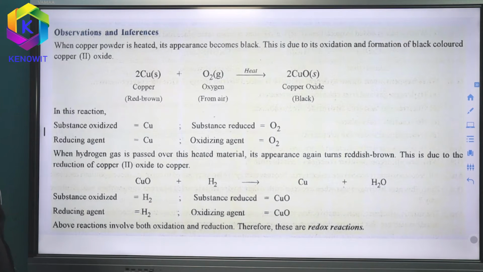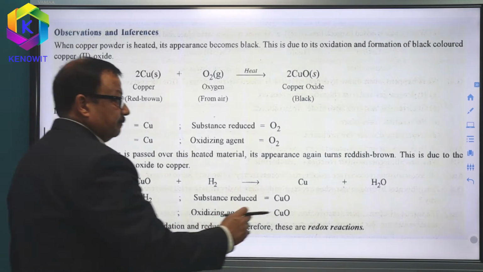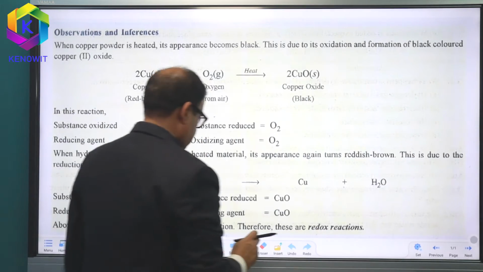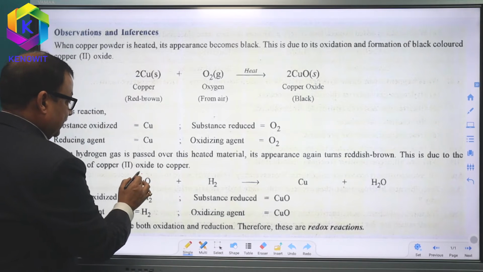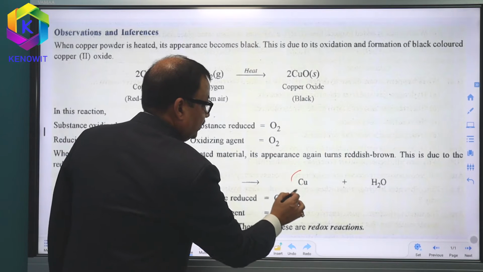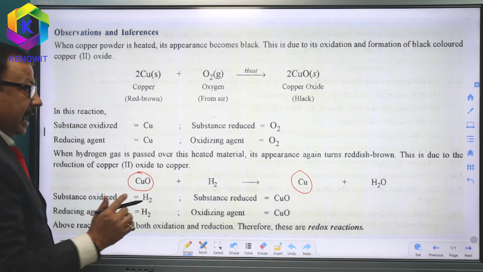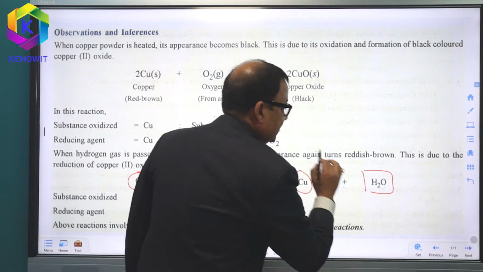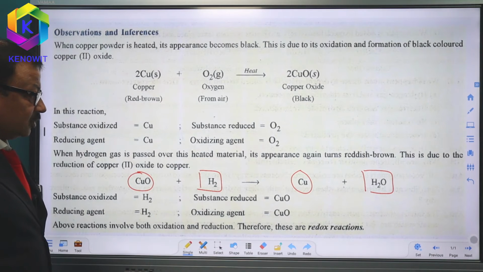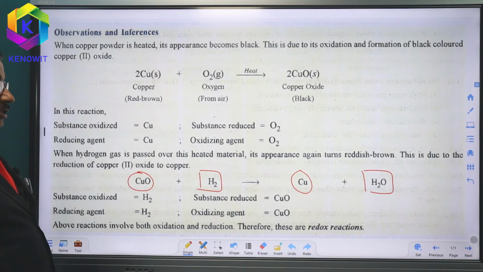Combination with hydrogen, then copper loses oxygen and hydrogen reacts with oxygen. So in this case, this is a very simple and interesting example. Copper oxide is converted into copper. What will happen? It loses oxygen, and hydrogen is converted into water. It means hydrogen combines with oxygen. So in the case of hydrogen, addition of oxygen is oxidation. So hydrogen is a reducing agent.